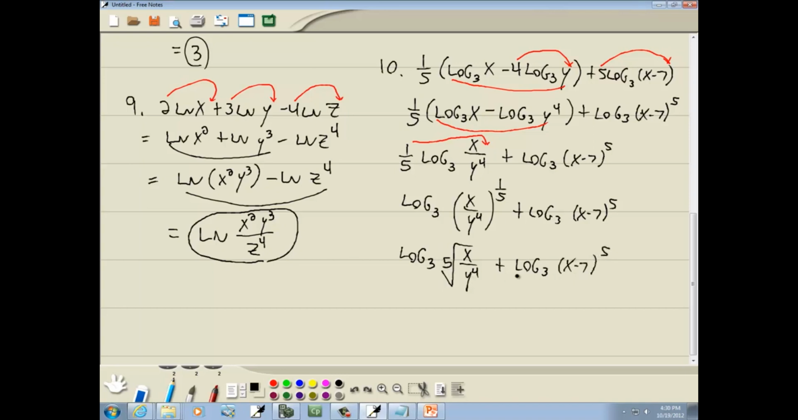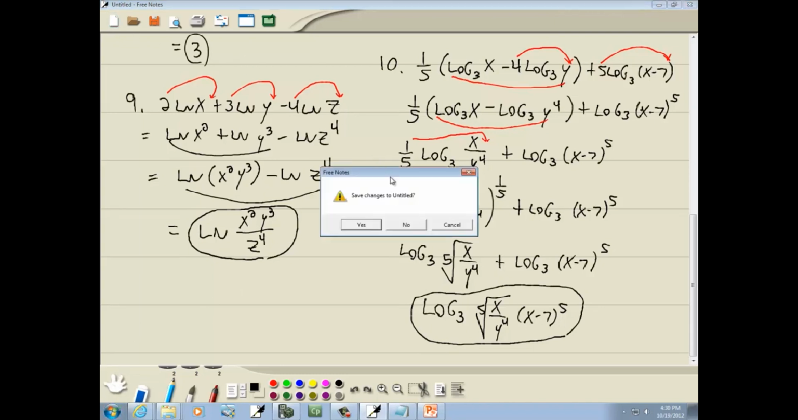Well, now we have log of something plus log of something, and our property says we can rewrite addition as multiplication. So this becomes the fifth root of x over y to the fourth, times x minus 7 to the fifth power. And that's our answer.